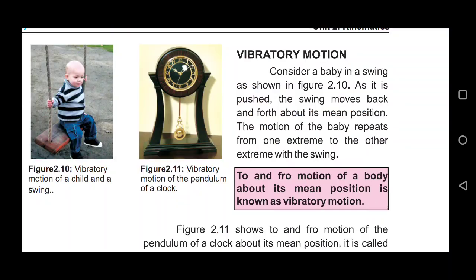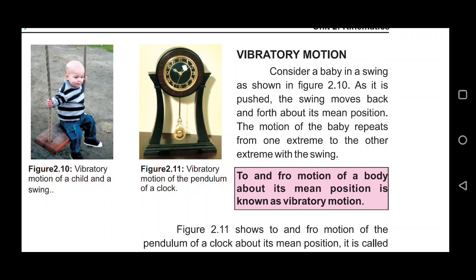And the third type of motion is vibratory motion, which is also called oscillatory motion. Let's see what vibratory motion or oscillatory motion is. To and fro motion of a body about its mean position is known as its vibratory motion. Consider a baby in a swing, initially at rest, and when we push or move the swing away and then release it, it will move back and forth about the initial rest position.